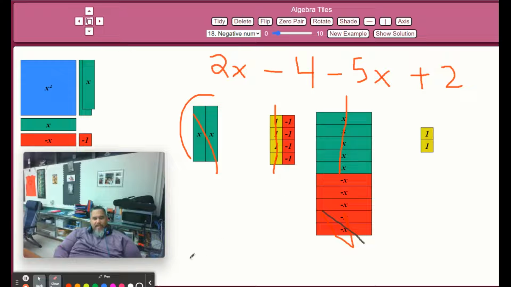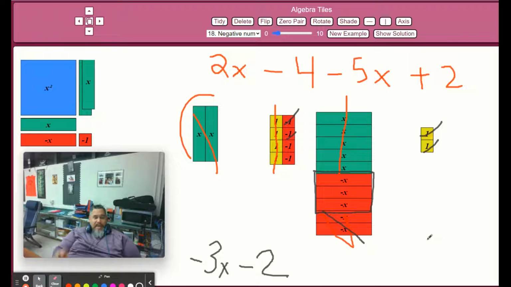We have -3x right here. And then, oh, look, we got positives and negatives. So dink, dink, dink, dink, -2. This is a long way to do it, but I don't know. Everyone's minds work differently. All right.